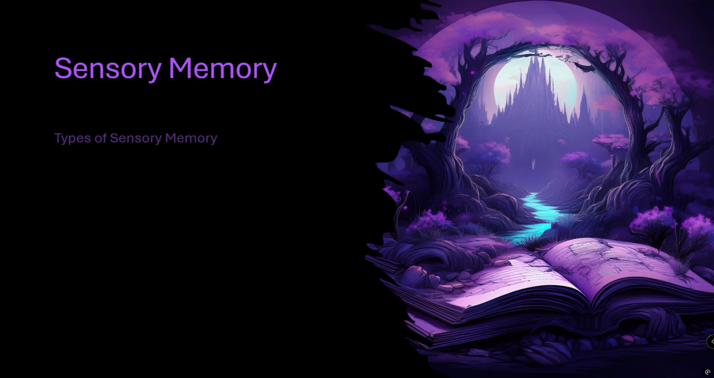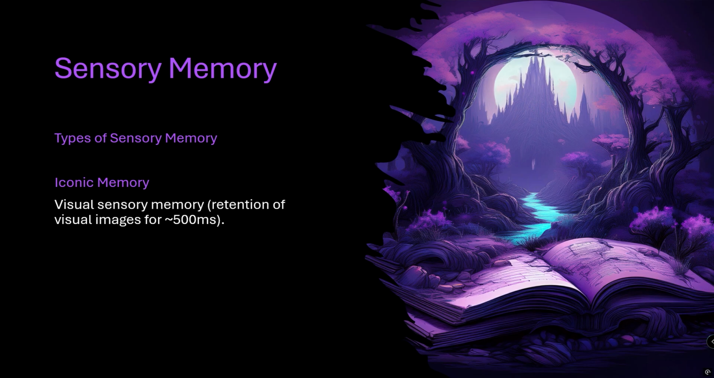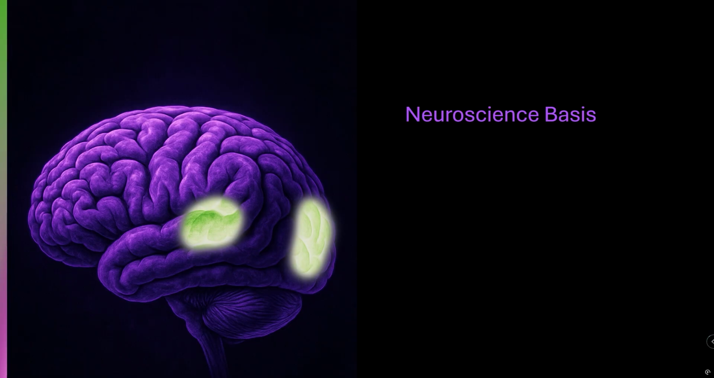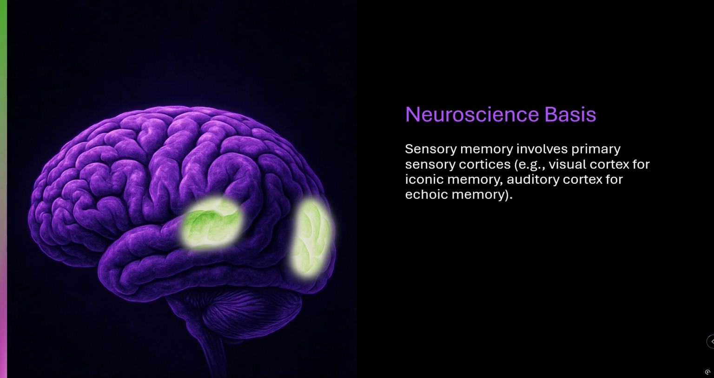Sensory memory: what are the different types? We've got iconic memory, visual sensory memory, the retention of visual images for roughly 500 milliseconds. Echoic memory, so think of echoes, sound, audio. Auditory sensory memory lasts 2 to 4 seconds. This is all based on neuroscience, the study of the brain. Sensory memory involves primary sensory cortices, for example the visual cortex for iconic memory and the auditory cortex for echoic memory. Those have been highlighted on the image you can see on screen now.